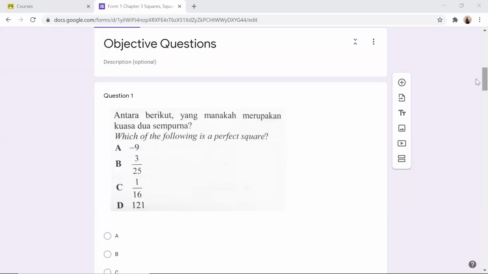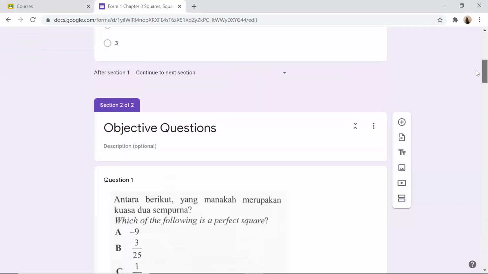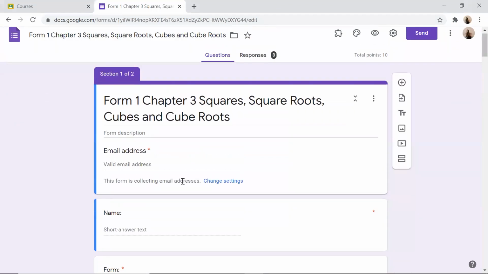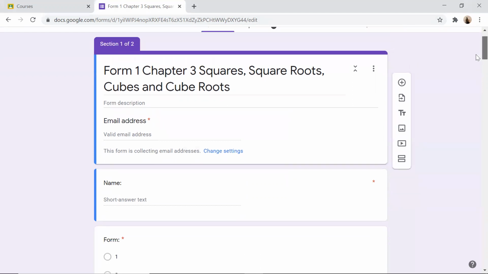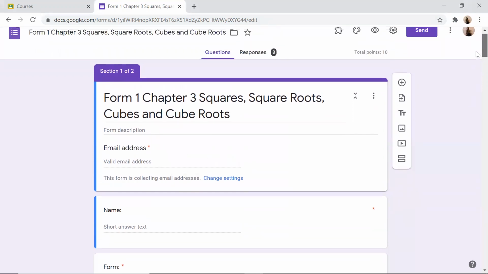Hello everyone. In this video clip, I want to discuss this Form 1 Chapter 3 Squares, Square Roots, Cubes and Cube Roots revision question. It's more of a summative practice to test how much you have mastered this topic. So without further ado, let's start.